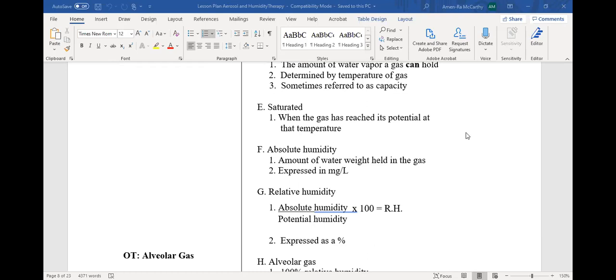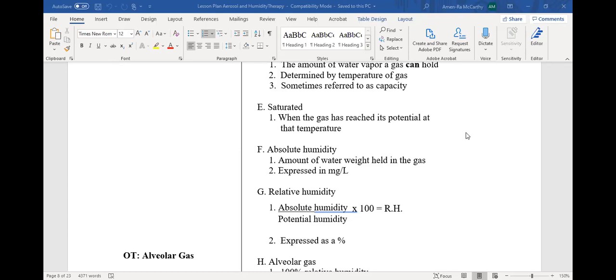All right, so for example, if I say a gas has the ability to hold 44 milligrams of water at 37 degrees Celsius, that is its potential, okay? So its potential is 44 milligrams. But then I actually go out there and test it, and it's only holding 22 milligrams. So what is its relative humidity? 50%. It's only doing half of what it's supposed to be. If it has the ability to hold 44, but it's only holding 22, then the relative humidity is 50%. It is only holding 50% of what it has the potential to hold.